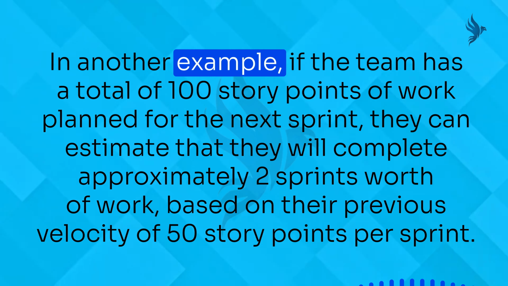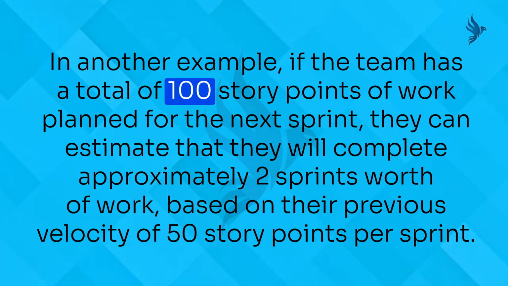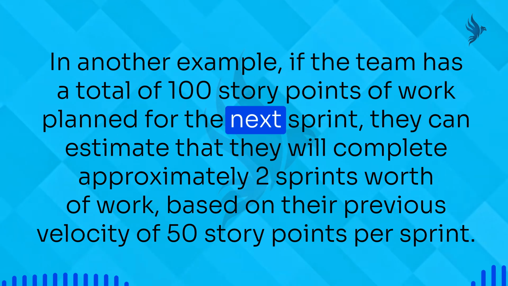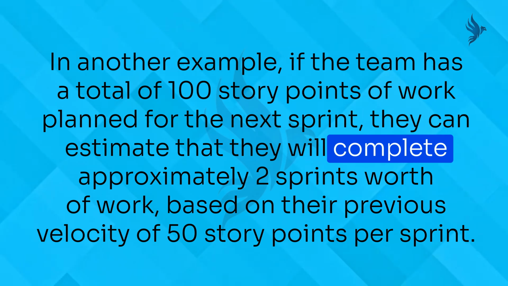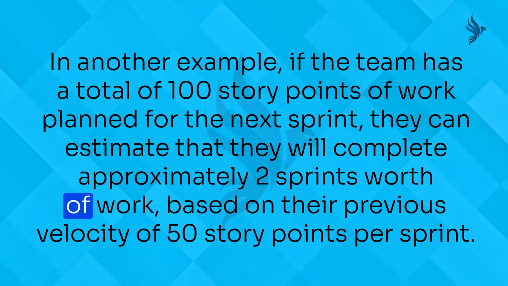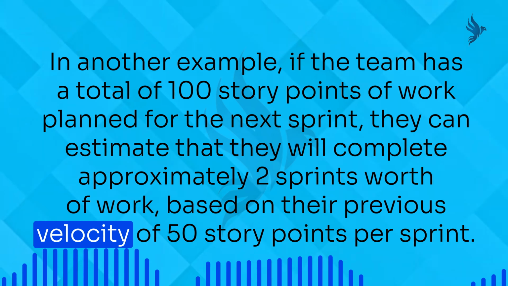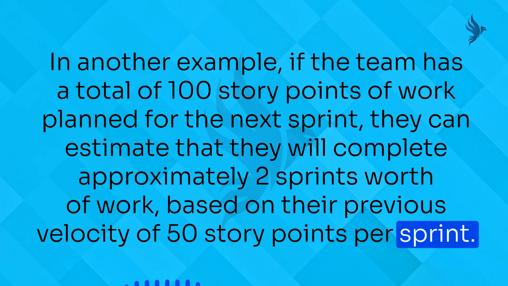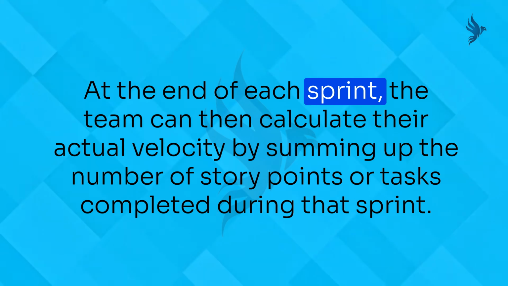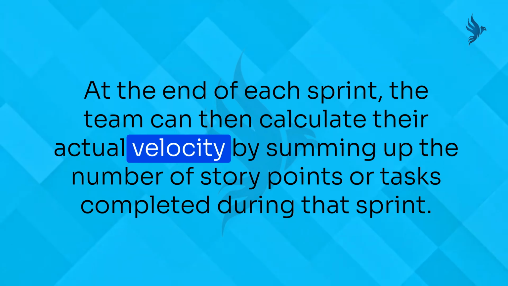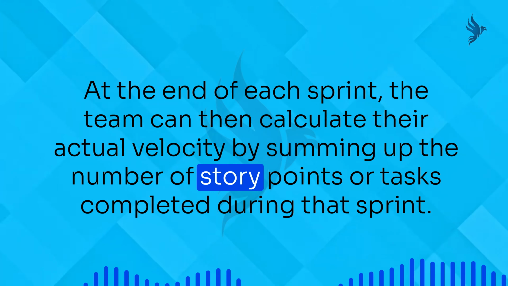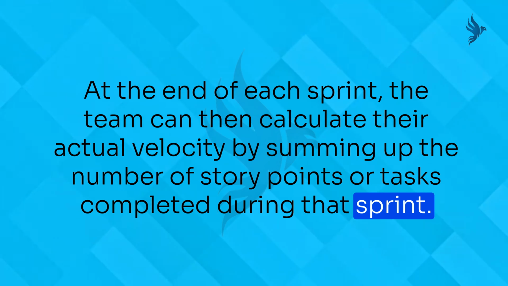In another example, if the team has a total of 100 story points of work planned for the next sprint, they can estimate that they will complete approximately 2 sprints worth of work based on their previous velocity of 50 story points per sprint. At the end of each sprint, the team can then calculate their actual velocity by summing up the number of story points or tasks completed during a sprint.